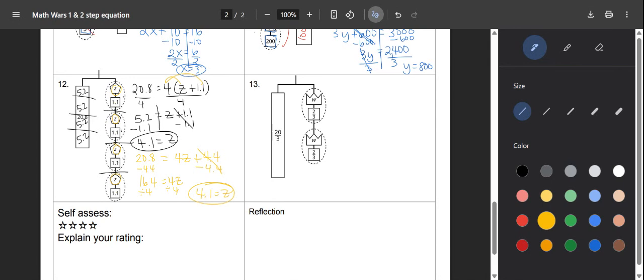And our very last problem, it's got fractions. We don't need to freak out just because it has fractions. How many groups do we have? We've got 2 groups. What's in one group? W plus 2/3. What are those 2 groups equal to? 20 over 3. So now I need to decide, am I going to distribute or am I going to divide it out? Your choice. I want you to pause and then come back.